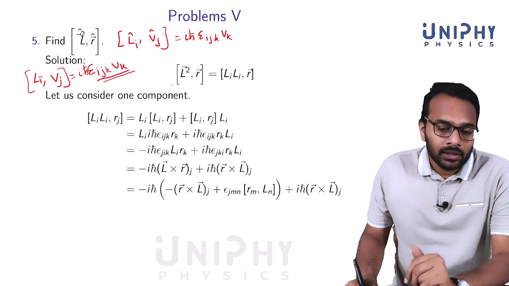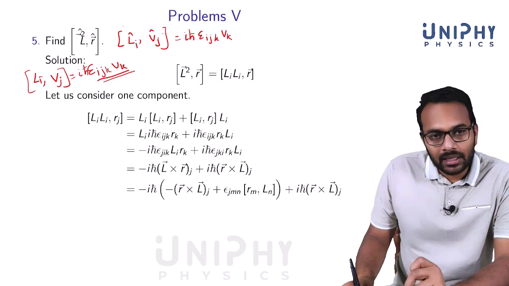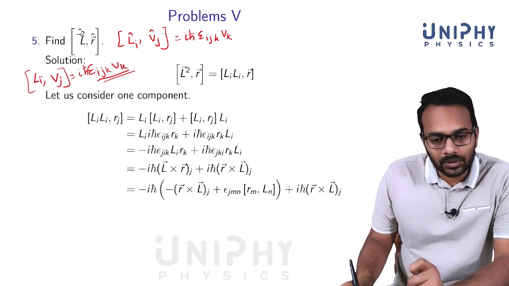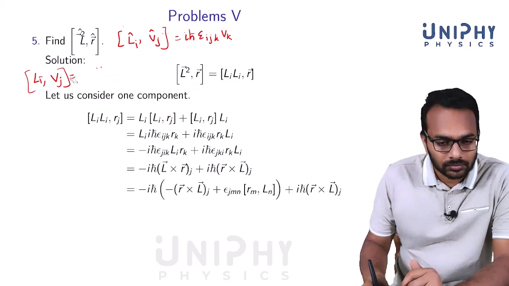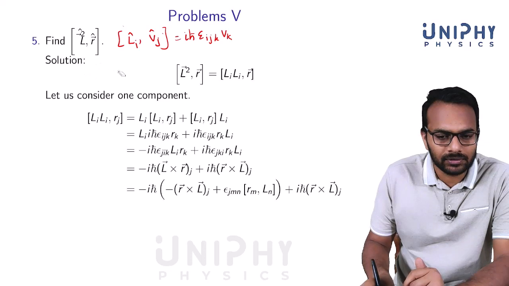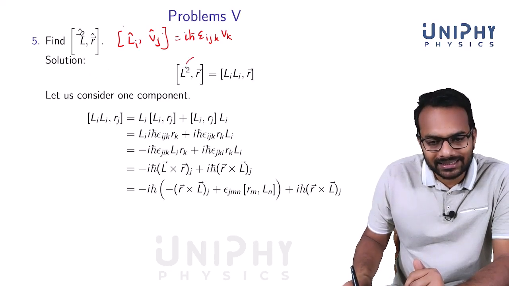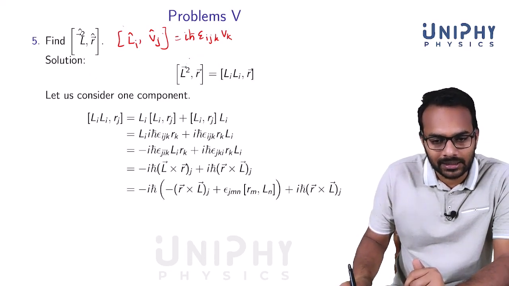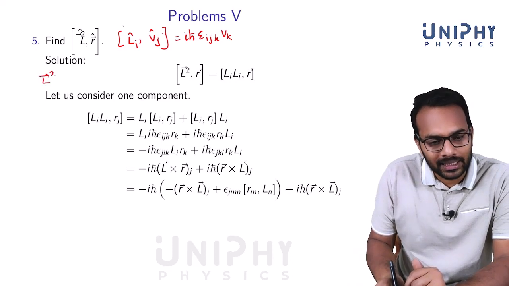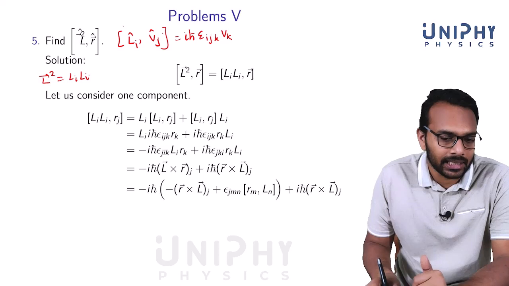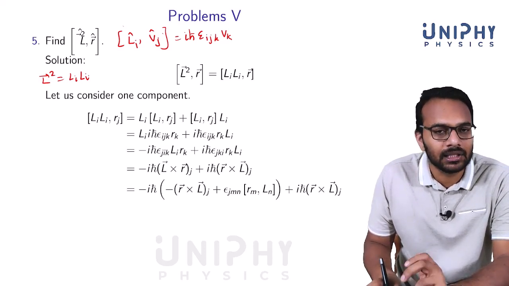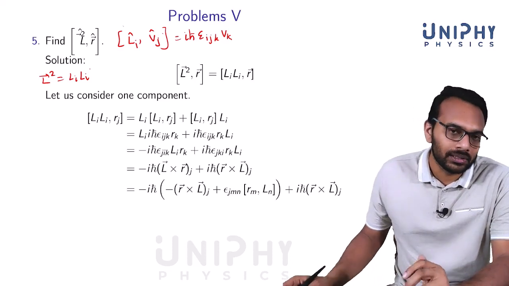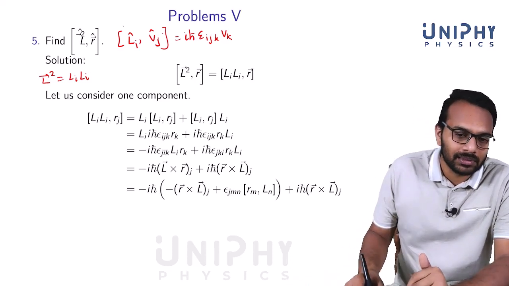Now we are supposed to find L square with R vector. How do we go about this? First, what we mean by L square here is actually Li Li, summation over i implied. This is L1 square plus L2 square plus L3 square, or you say Lx square plus Ly square plus Lz square.